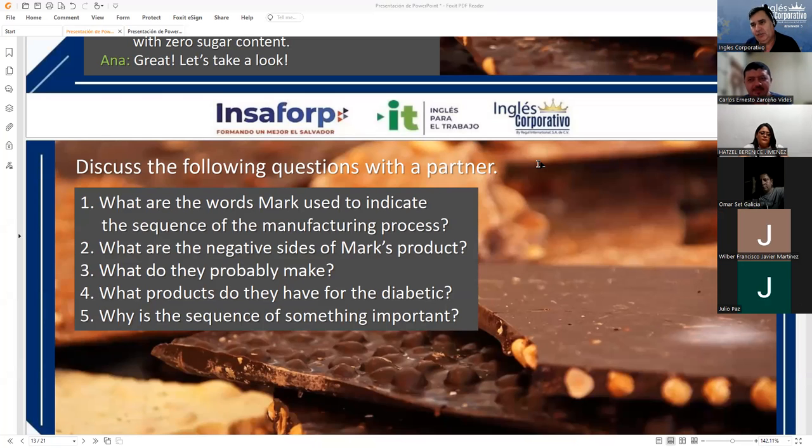Okay. So why is the sequence important? The sequence of something is important because it helps us to prevent a mistake. To prevent a mistake.